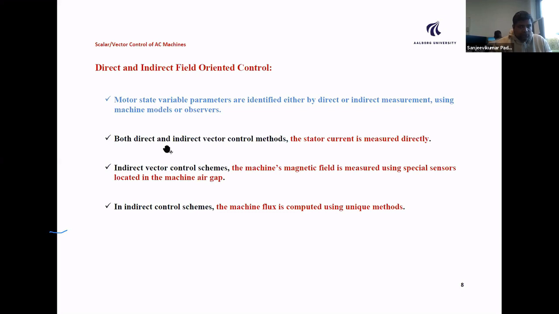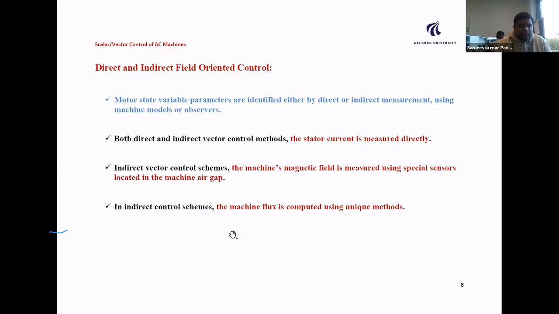And in this case, in both direct and indirect vector control, the stator current is measured directly. You put a sensor, you measure all the currents. For the indirect vector control, the machine magnetic field usually we can calculate by keeping a sensor in the air gap, which is the most complex technique, so we don't go for this one unless it's a very specific application. We are using this technique to keep a sensor in the air gap, which is between the rotor and stator. This is the most complex technique.